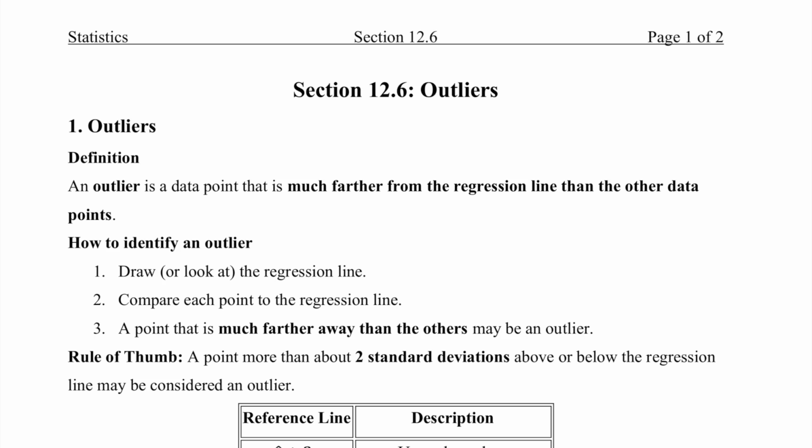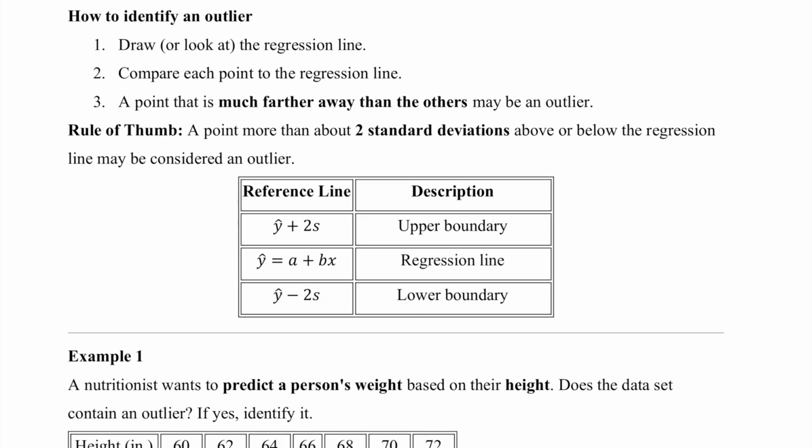A common mistake is to think that any unusual looking point is automatically an outlier. That's not always true. We compare every point to the regression line before making that decision. A common rule of thumb is this. If a point is more than about 2 standard deviations above or below the regression line, it may be considered an outlier. To do that, we'll use these 3 lines.